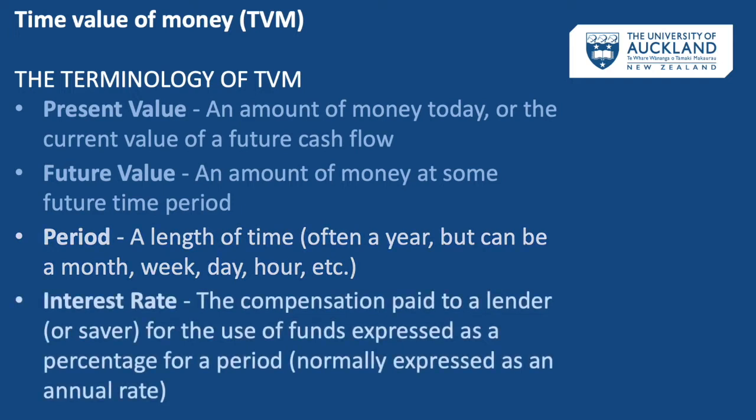And then finally, interest rate, and this should be pretty straightforward to most of you. It's the compensation you have to pay to a lender for the use of their funds, expressed as a percentage for a period. So to take out a loan, you borrow $10,000 from a lender and you say you'll pay 10% each year for 10 years. That's how the interest rate is structured.